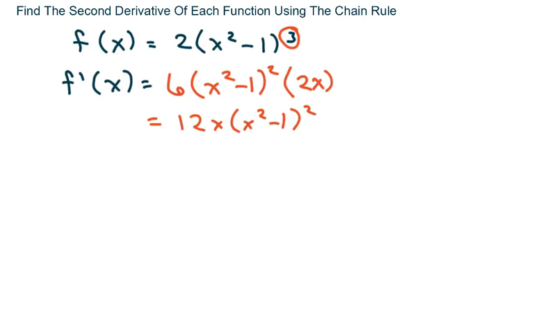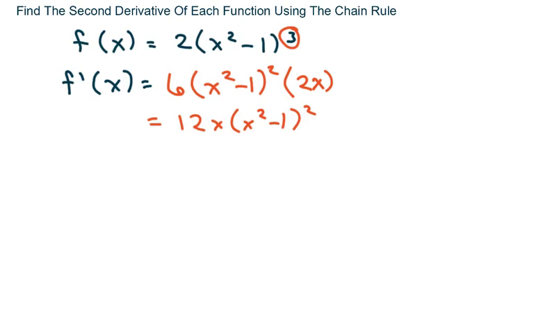Okay, now we take the second derivative. So we're going to do the outer function first. Well, this one's going to have to deal with the product rule. So basically, I think what I want to do instead of doing that first is go ahead and FOIL this out because it'll make it easier.